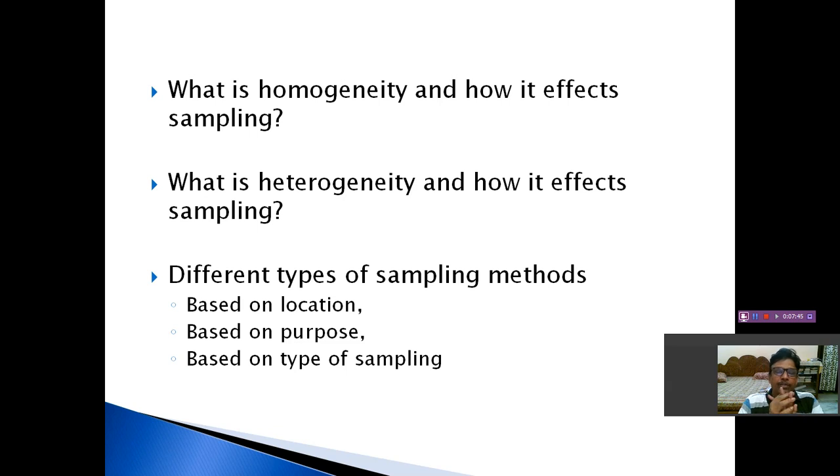What are the different types of sampling methods? I have given you very good notes. I felt it is good. I prepared it myself in simple language. You will like it. Please preserve those notes.